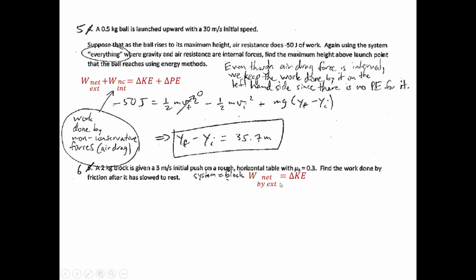The gravitational force, it's doing 0 work. The normal force, it's doing 0 work. But the friction force is doing negative work. So the net work done by external forces is only going to be the work done by friction, and that's what we're after.